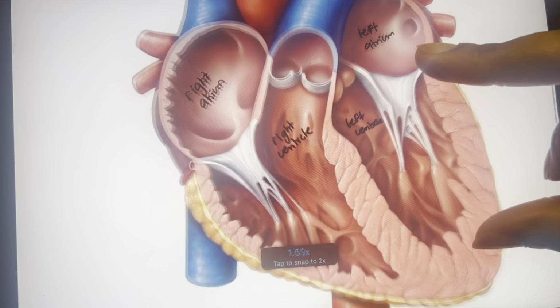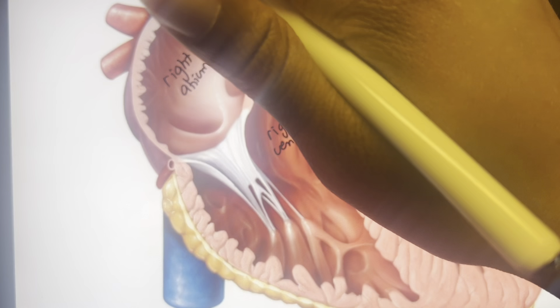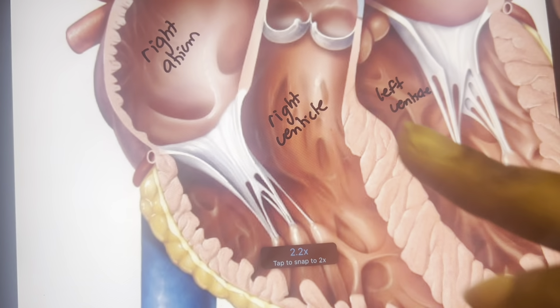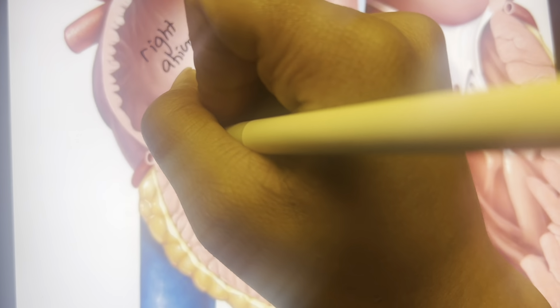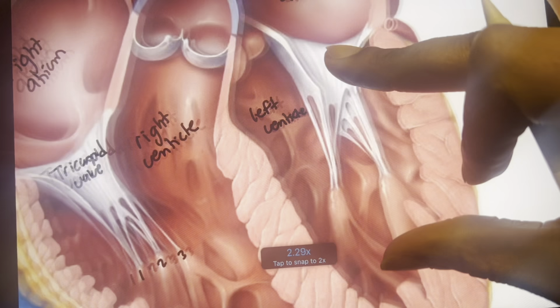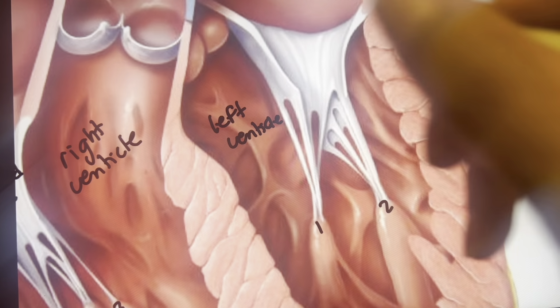Next thing we're going to look at are the valves. So valves are like tiny doors that prevent backflowing of the blood. On the right side we have the tricuspid. How you can remember that is 1, 2, 3. So we have our tricuspid valve. On the left side we have our bicuspid, 1, 2, bicuspid.